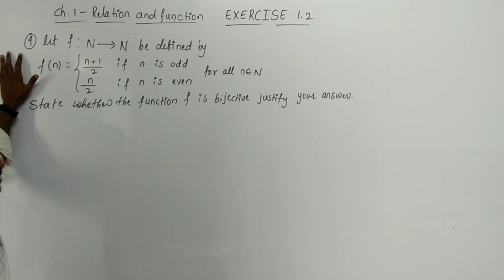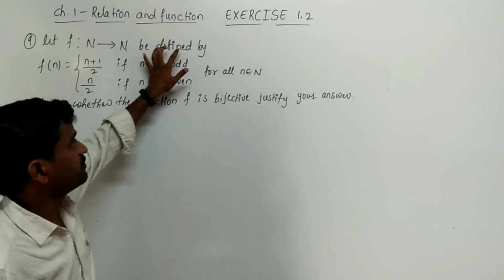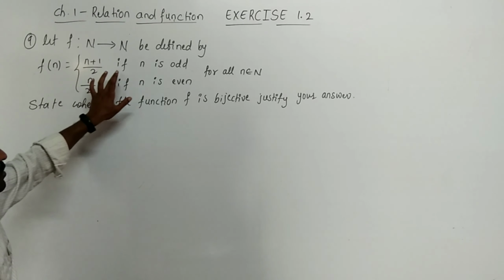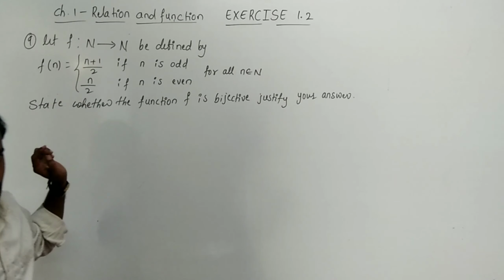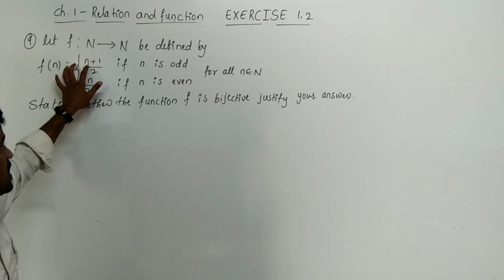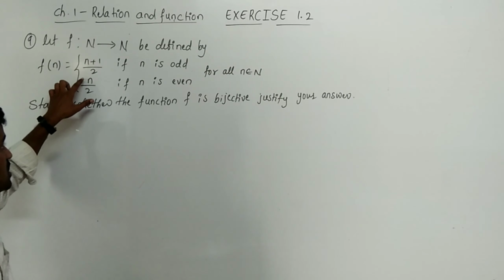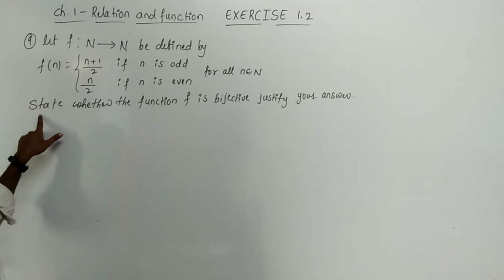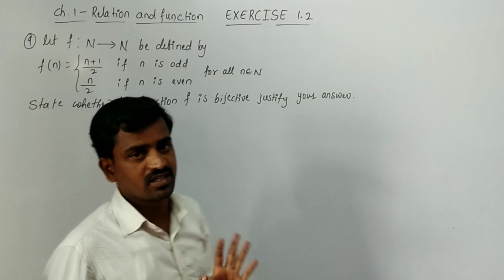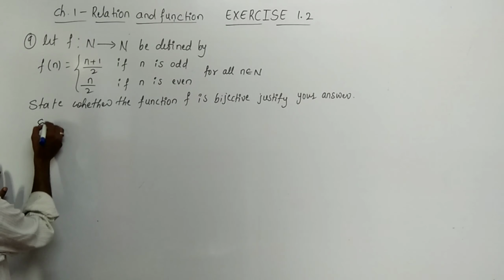Question number 9. Let f from N to N be defined by f of n is equal to (n plus 1) by 2 if n is odd. When the natural number is odd, the function is (n plus 1) by 2. When the natural number is even, the function is n by 2. State whether the function f is bijective. Justify your answer. Solution.